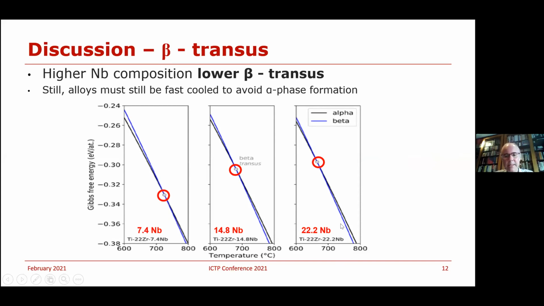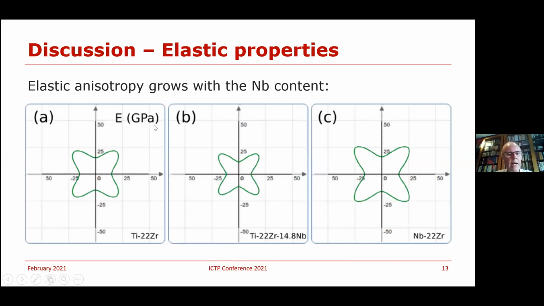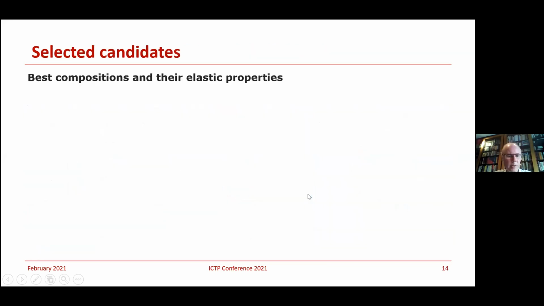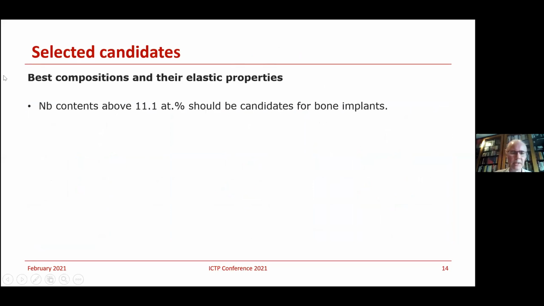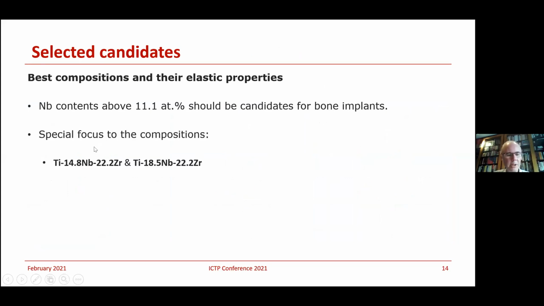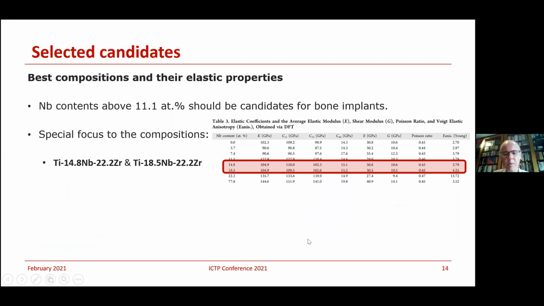As well, you have to see how the elastic property is. So here, I'm going to show you two-dimensional information for the elastic moduli with increasing niobium content. In summary, I can give more detail later, but you could get a best composition based on the elastic property. So basically, the information is that for the contents with niobium above 11, you have good candidates for the bone implants. You figure out the special compositions, and you calculate the full elastic properties of that.